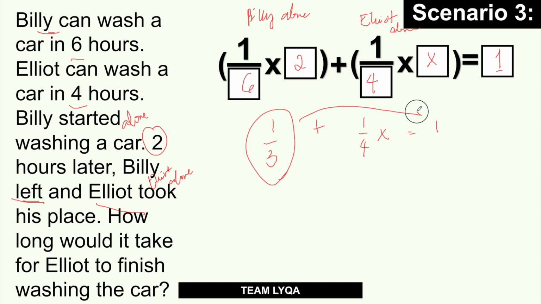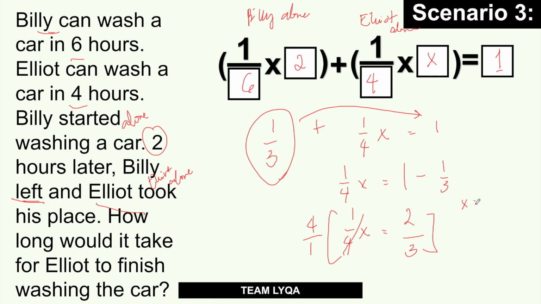I-move natin to sa kabilang side. So this will be 1/4 x is equal to 1 minus 1/3 or 1/4 x is equal to 2 over 3. Okay, ginawa ko lang siyang 3 over 3 minus 1 over 3 kasi 3 over 3 is 1. And then, multiply natin by the reciprocal. Kabaliktaran is 4 over 1. Makakancel natin ito. X is equal to 4 times 2, which is 8, over 1 times 3, that is 3.